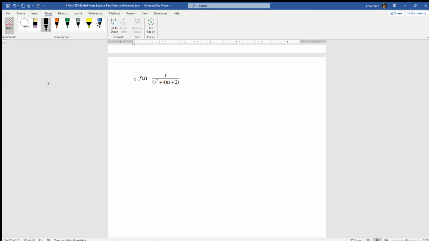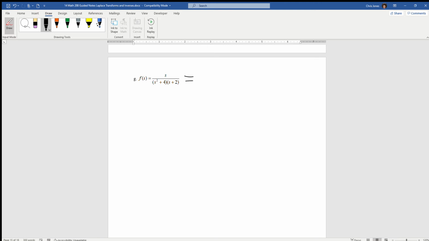So just a couple more of these inverse Laplace transforms, and again we're trying to get to the more advanced type and show you the techniques of these. So we have F(s) equals s over s squared plus 4s plus 2.